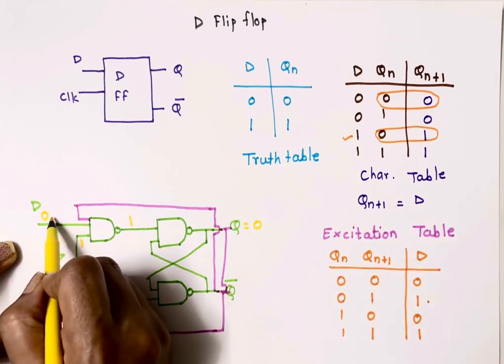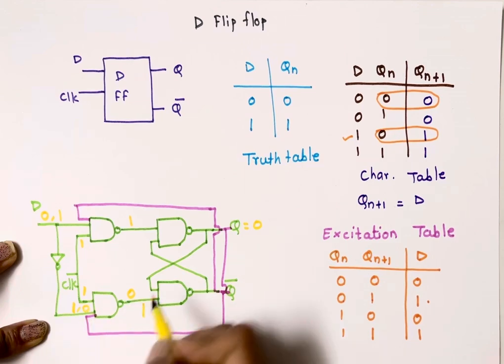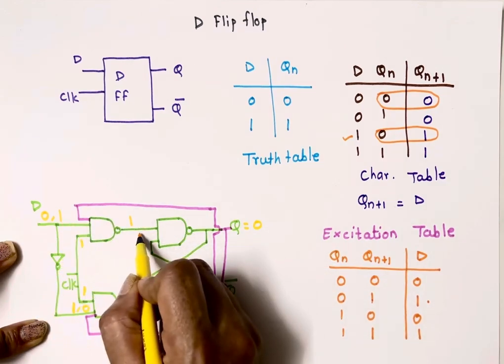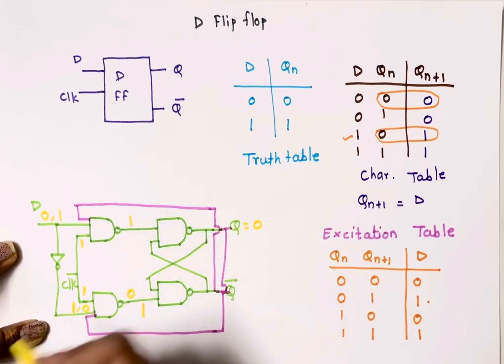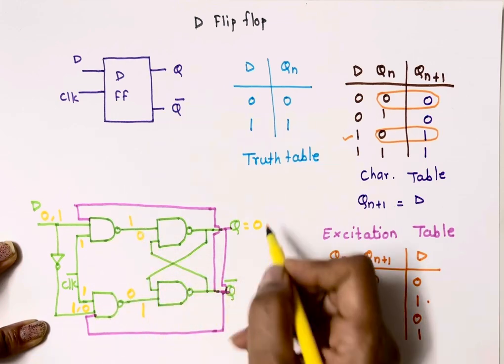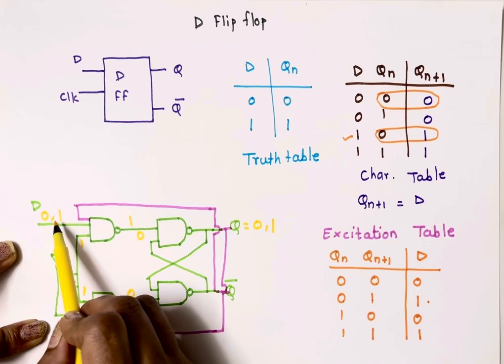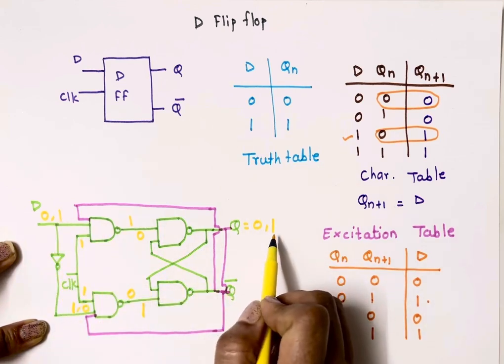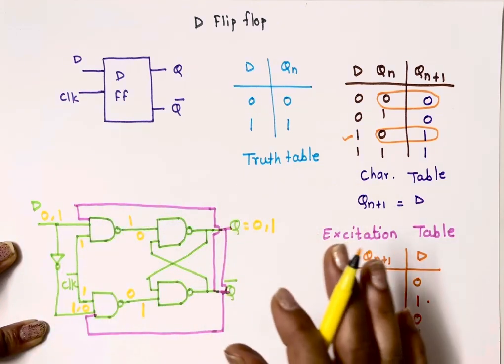Similarly, if I apply 1 here, then here what will come? 0. Because of this 0, we'll get 1 here, and in case of NAND gate, both inputs are 1, and we'll assume the third input is also 1. So here will come 0. So for 0, 1, we'll get output 1. So whichever value we apply at the input side, we are getting the same value at the output side. In this way, this D flip-flop works.